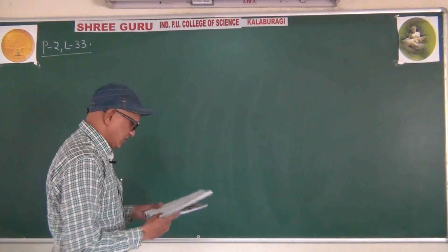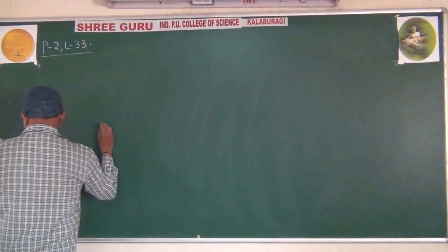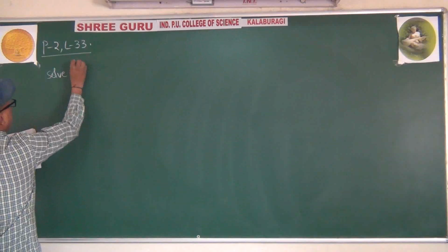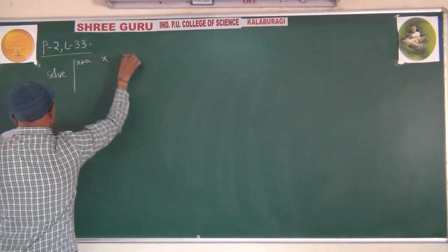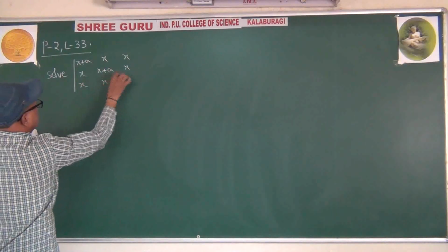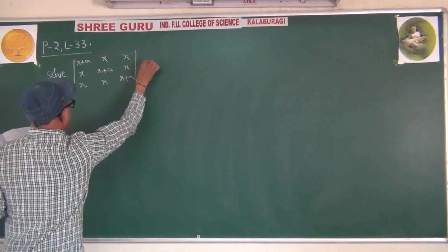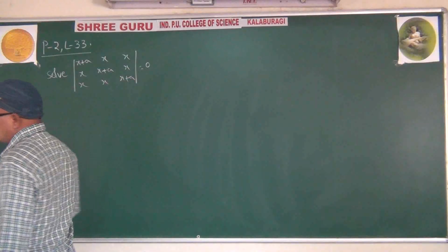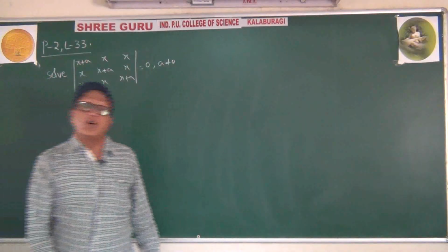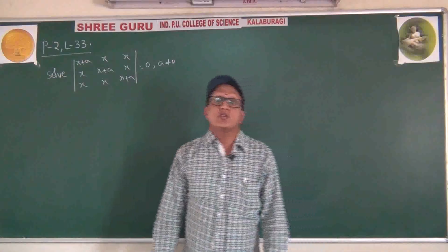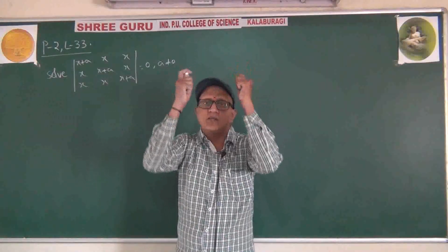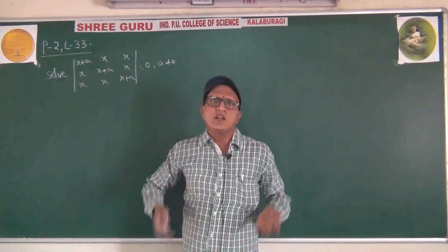Okay, next question, not possible to review homework. Okay, question is solve. Solve x plus a, x plus a, x plus a equal to 0. We have to solve, comma a not equal to 0. Question is to solve, not to prove that. Solve means find x.